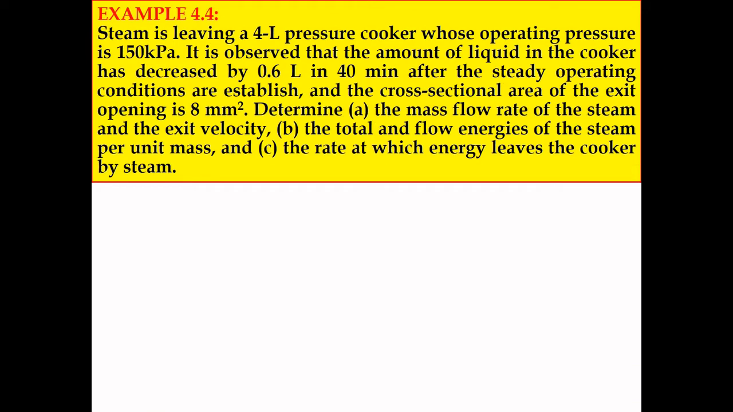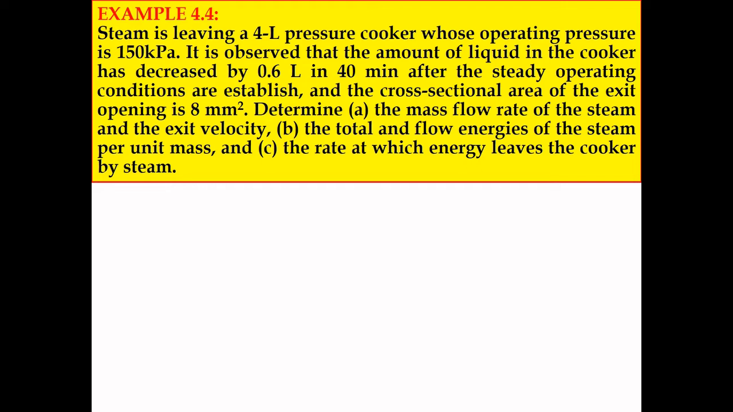Example 4.4. Steam is leaving a 4-liter pressure cooker whose operating pressure is 150 kilopascal. It is observed that the amount of liquid in the cooker has decreased by 0.6 liter in 40 minutes after the steady operating conditions are established, and the cross-sectional area of the exit opening is 8 mm square. Determine A, the mass flow rate of the steam and the exit velocity; B, the total and flow energies of the steam per unit mass; and C, the rate at which energy leaves the cooker by steam.